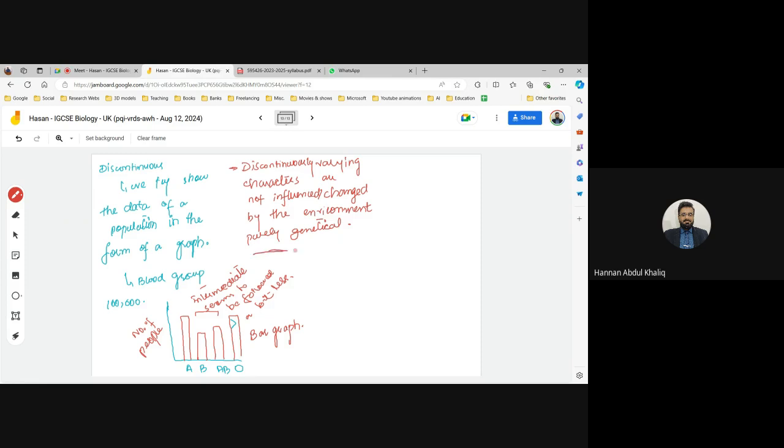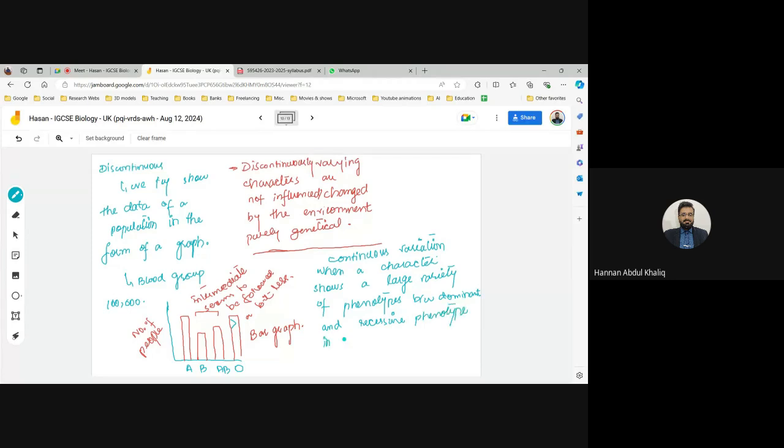Let's start discussing continuous variation so that we can study the difference properly. Now, I gave you a slight idea in the previous class. Let me write a proper definition here so that you can write it down. When a character shows a large variety of phenotypes between dominant and recessive, or you can say between the two extremes, between dominant and recessive phenotype.